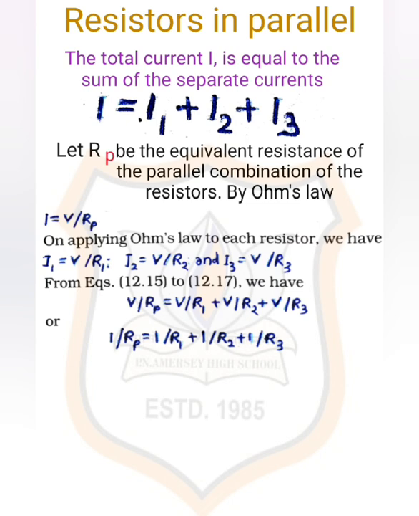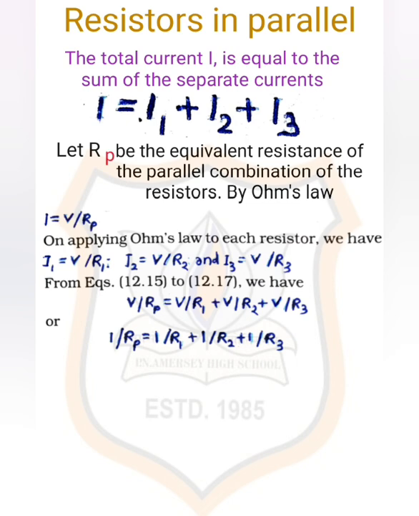Now let Rp be the equivalent resistance of the parallel combination of resistors. By applying Ohm's law to the parallel combination of resistors, we will have I is equal to V upon Rp, P for parallel resistance. And on applying Ohm's law to each resistor, we will have I1 is equal to V upon R1, I2 is equal to V upon R2, and I3 is equal to V upon R3. So, taking the relationship between V and R, we'll have V upon Rp is equal to V upon R1 plus V upon R2 plus V upon R3.